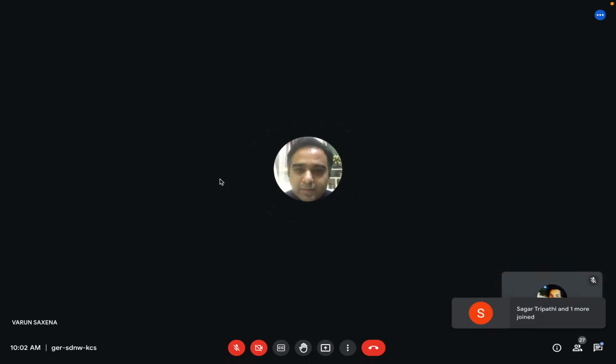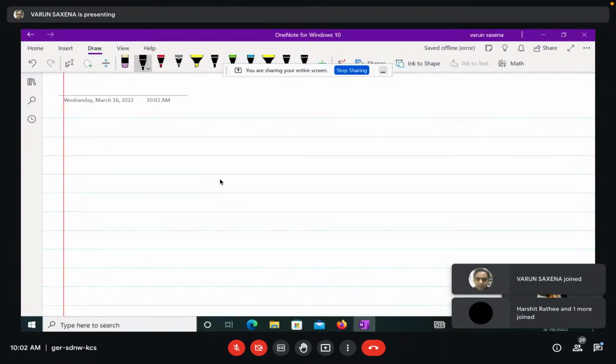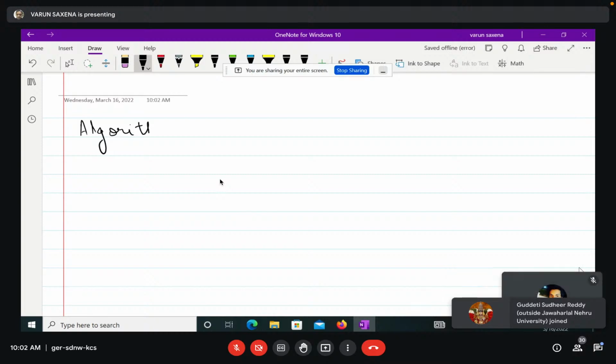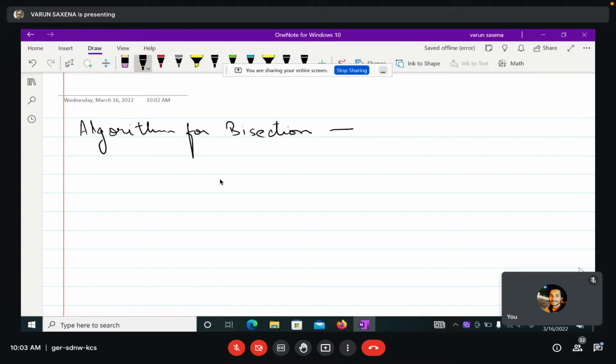I hope that the screen is visible. Let me first give you an algorithm for the bisection method, which we did yesterday, just to formally complete the topic. I'm not an expert at writing algorithms and I don't know exactly the terminology, but I'll write some steps here. So first you begin, and then you read some values.